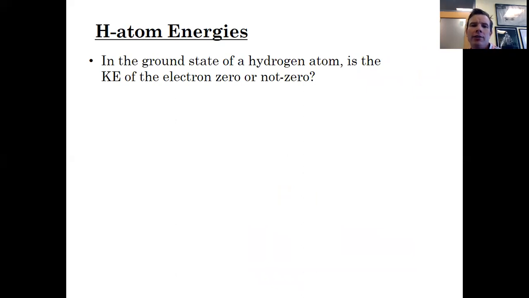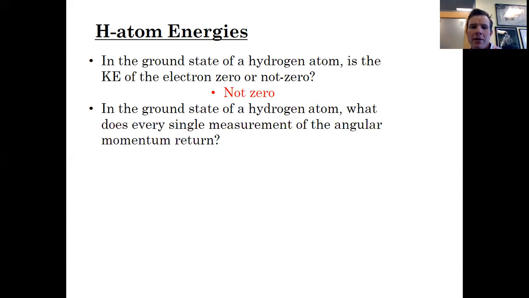In the ground state of a hydrogen atom, is the kinetic energy of the electron 0 or not 0? In other words, is the electron moving or is it not moving? And the answer is it's moving. It's not 0, right? It has some kinetic energy there.